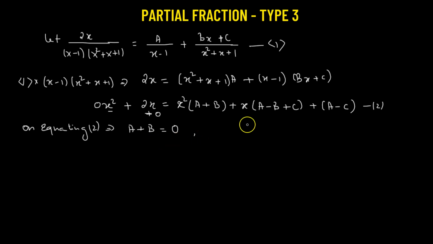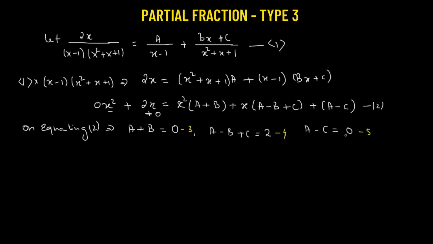Then we get the next equation by equating the coefficient of x on both sides. We have a minus b plus c, which will be equal to 2 because the coefficient of x on the left hand side is 2. And then coming to the constant part, a minus c is going to be equal to 0. Let's label these three equations as equation number 3, equation number 4, and equation number 5.